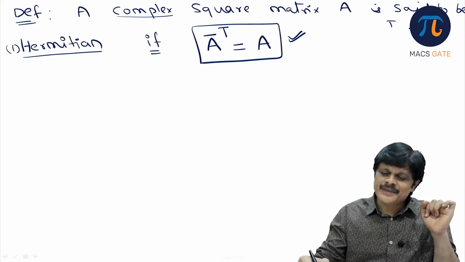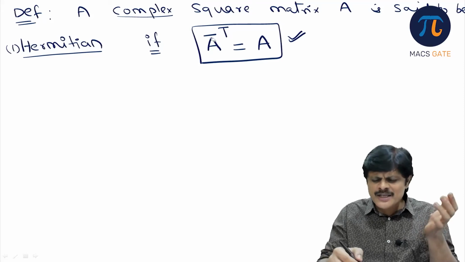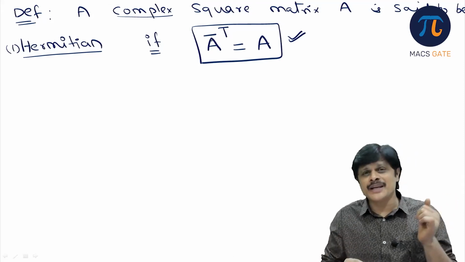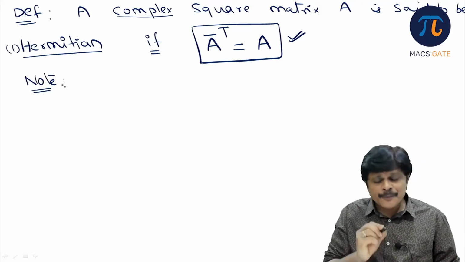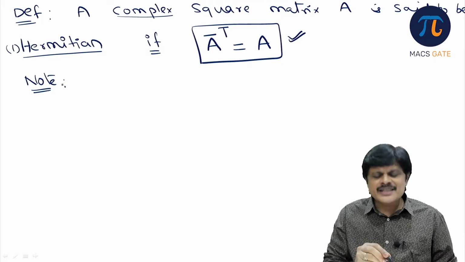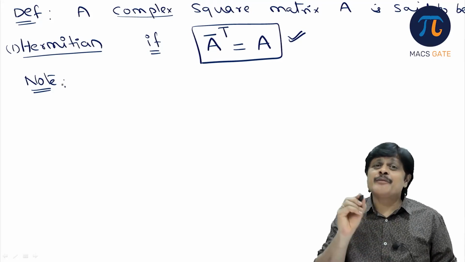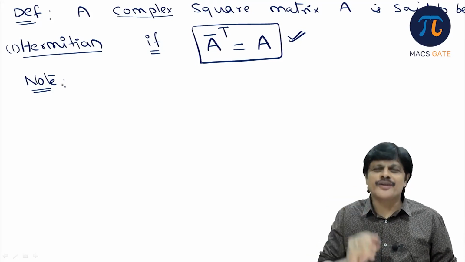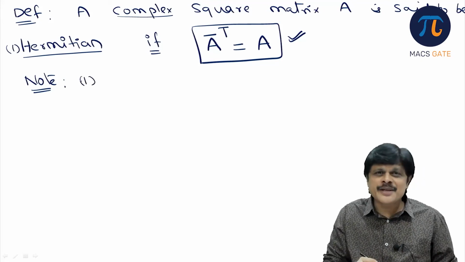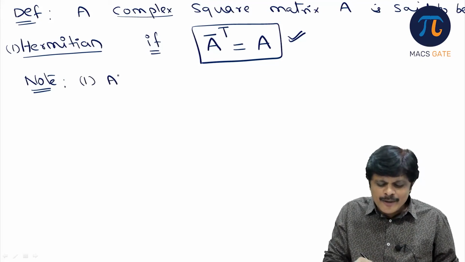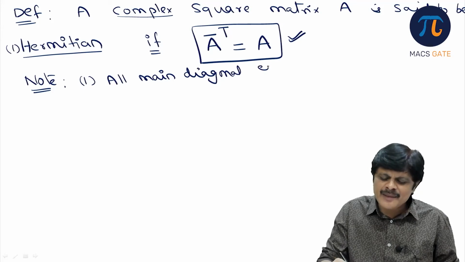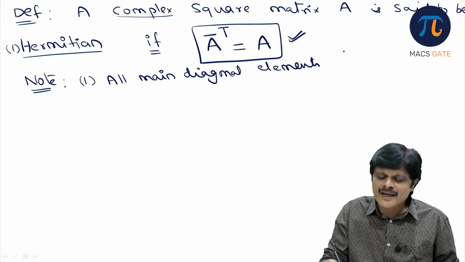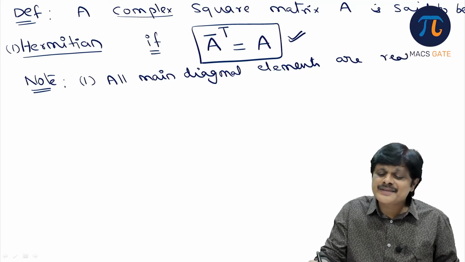That is the idea. So the symmetric matrix which we studied is a special case of Hermitian matrix. Okay? If it is a complex matrix, you have to find the conjugate transpose, and that would be A. But please remember the simple method which I give you now. Notes. These are the points with which you can quickly verify whether the given matrix is Hermitian or not. The first point for a Hermitian matrix is that all main diagonal elements are real numbers.